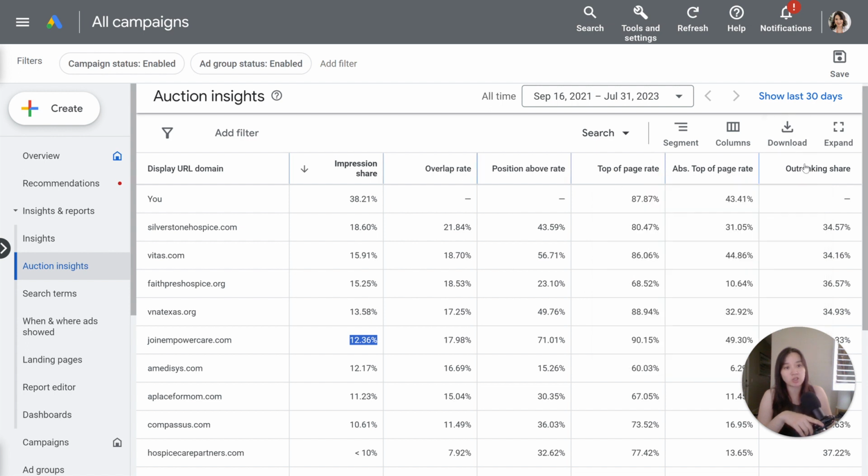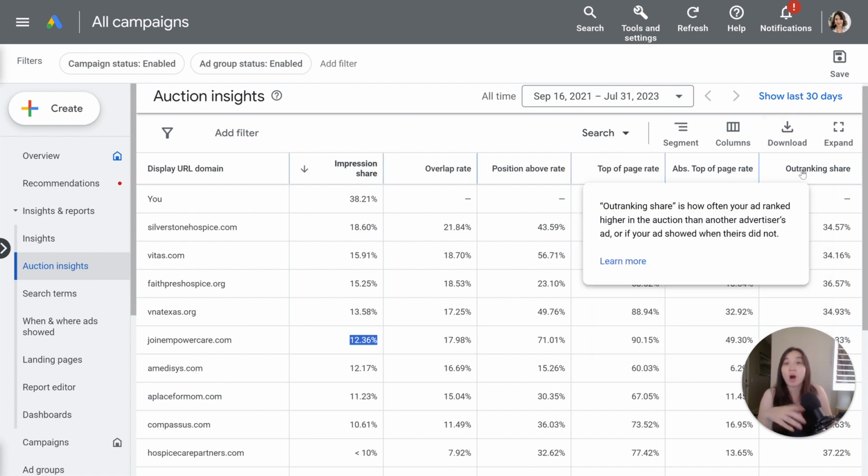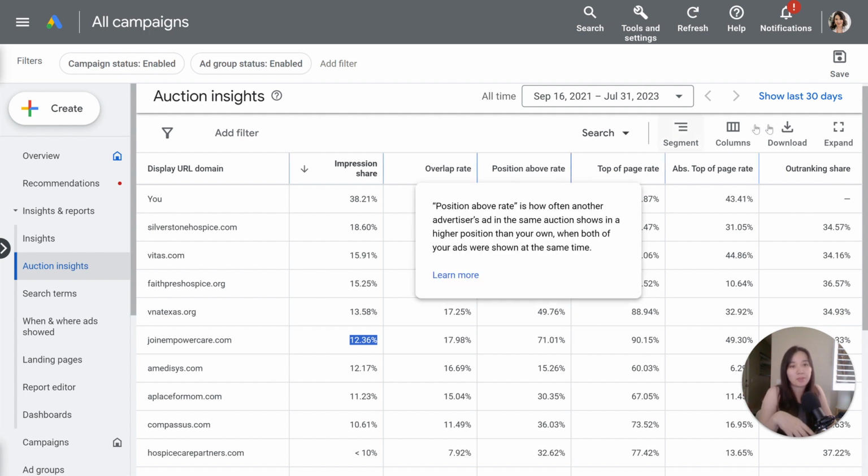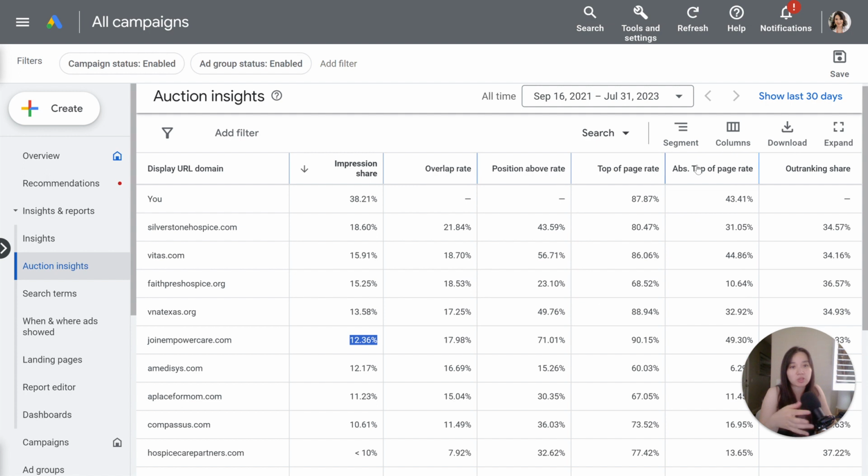And then outranking share is how often your ad ranked higher in the auction than another advertiser's ad. So don't get too caught up in all these different metrics. I'd say that probably the most important ones are these first 3. But these are also some helpful metrics that will allow you to see where you stand and where you could potentially improve to capture more share in the market.